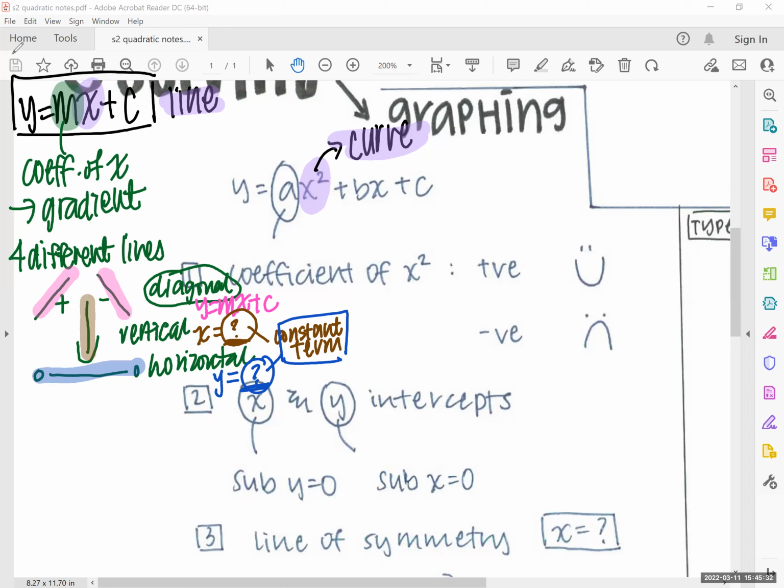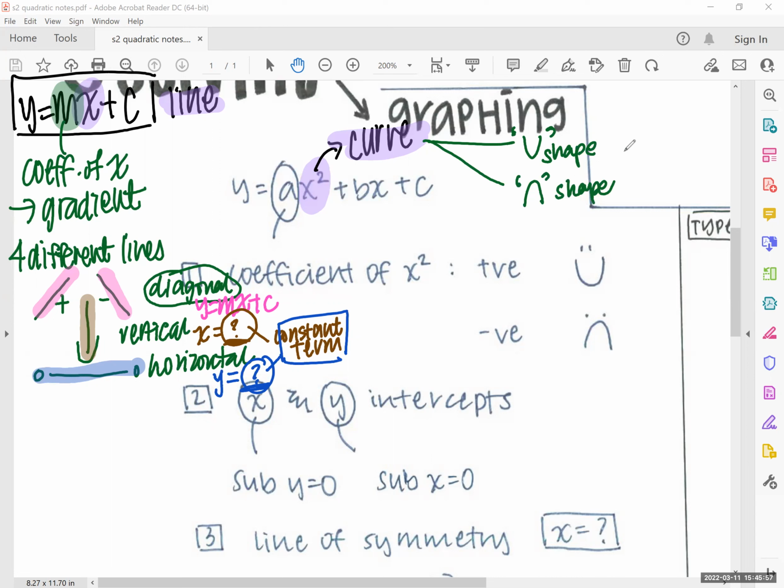It's very important. But now we do an add-on. So what is the add-on? Good news is for line, you need to learn 4 lines. But for curve, you only need to learn there are 2 kinds of curve. So please remember, it's either called a U-shaped curve or an N-shaped curve.